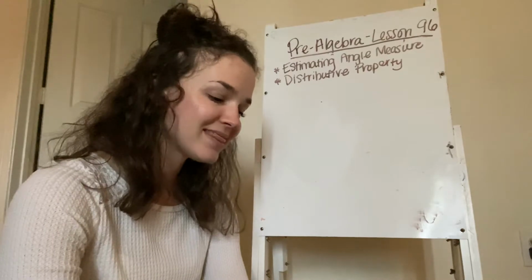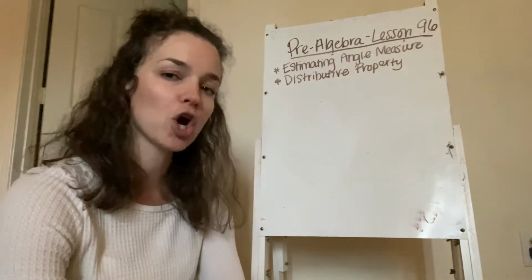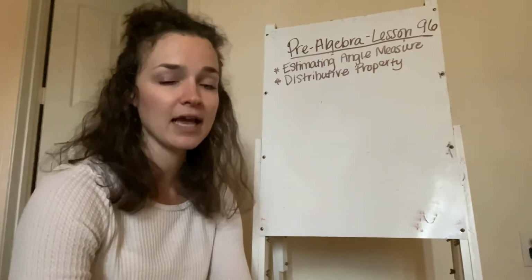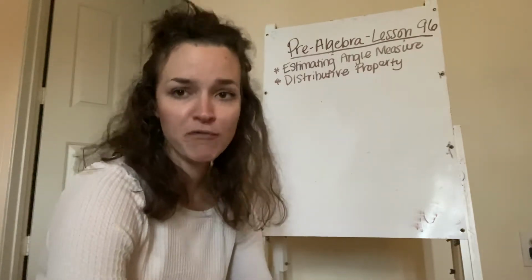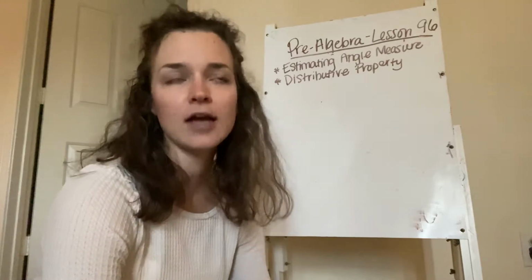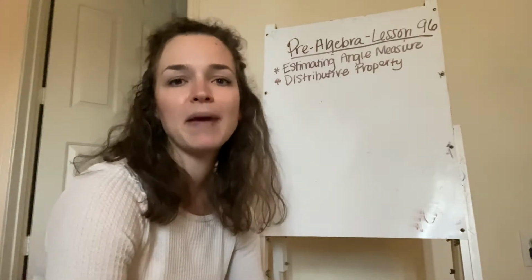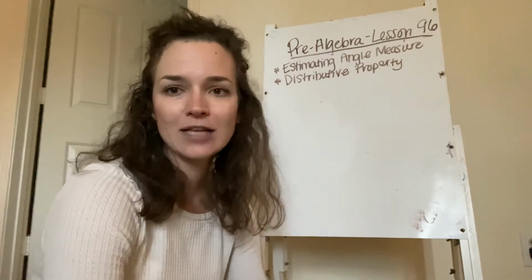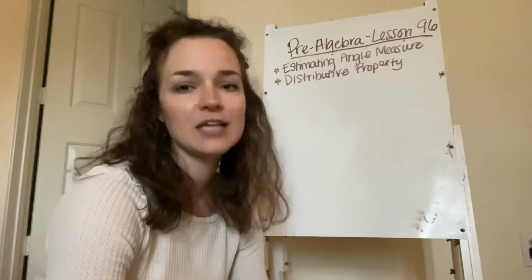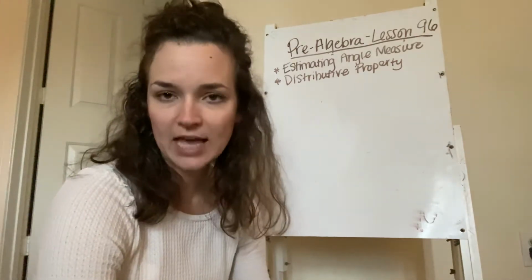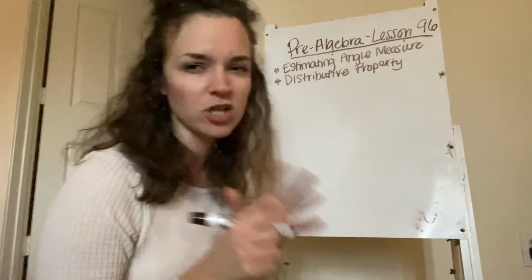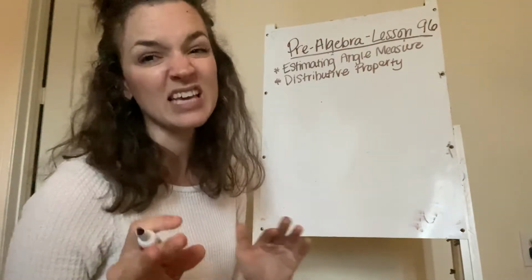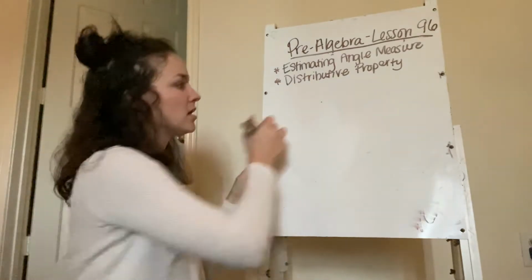So the book actually uses a clock when we're talking about estimating angle measures, because the important thing when you're estimating is that you have to have a point of reference. So you have to have something that you're able to compare what you're looking at to in order to make an educated estimate. Okay, so they like to use a clock, which we could do. I'll show you what they're talking about, and then I'll show you what I think is really the most reasonable way to estimate.